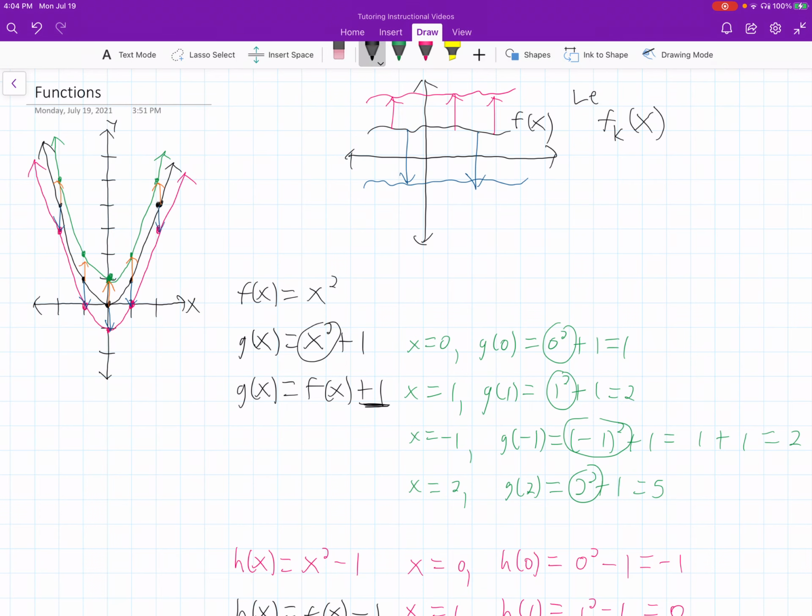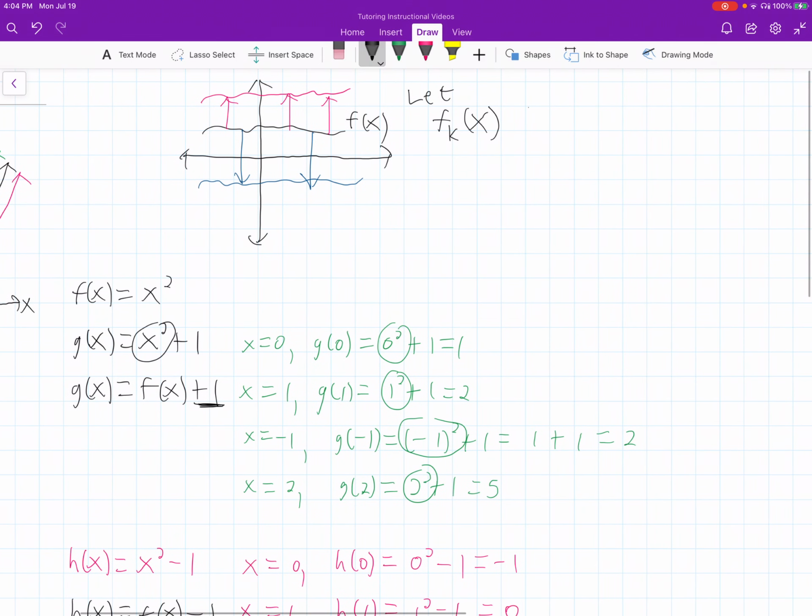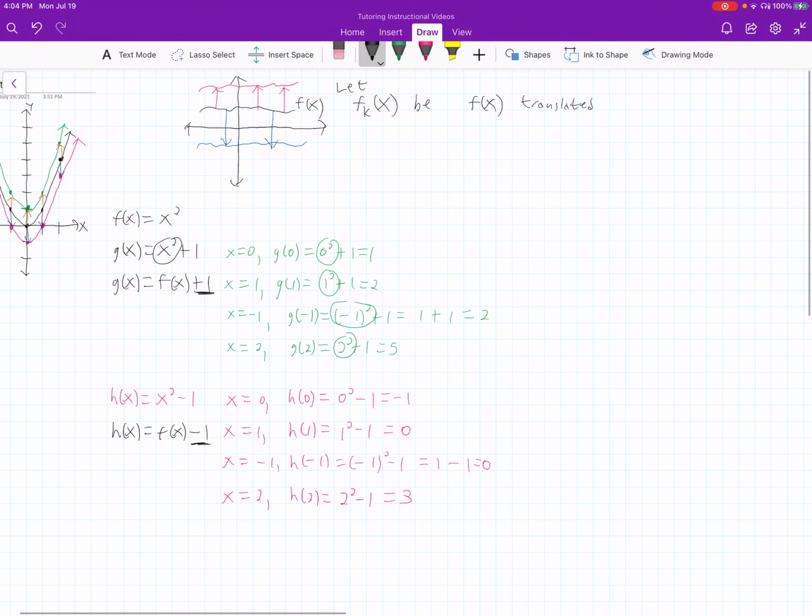I'm going to define this f sub k of x to be f of x translated, let f of x be translated k units vertically. Then what would our formula be for f sub k of x? Well, based on our pattern here, we clearly have f of x, and then if we want to shift k units, we just add k.